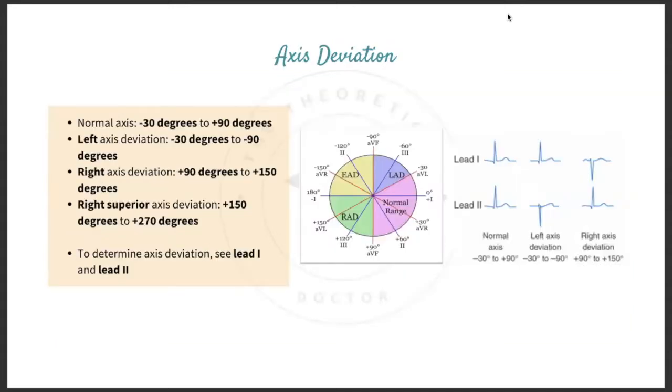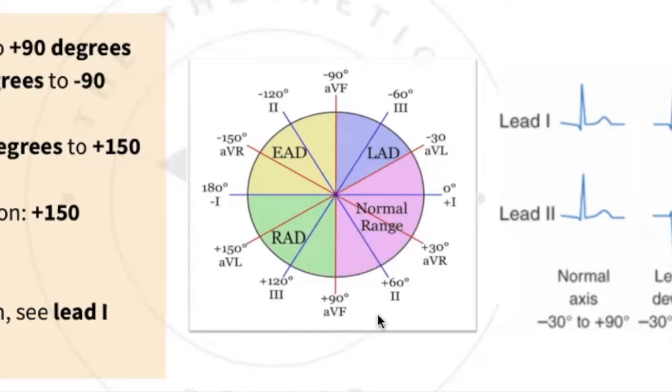The normal axis is negative 30 degrees to positive 90 degrees over here. This is the normal range. And then you have the left axis deviation. That is from negative 30 to negative 90 degrees. And the right axis deviation, which is from positive 90 to positive 150 degrees. Followed by the right superior axis deviation, which is from positive 150 degrees to positive 270 degrees.